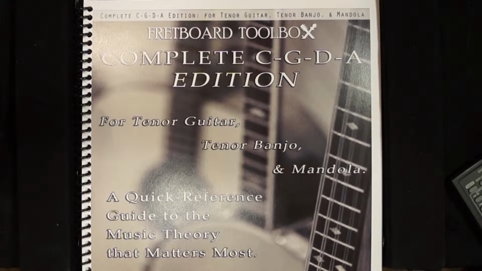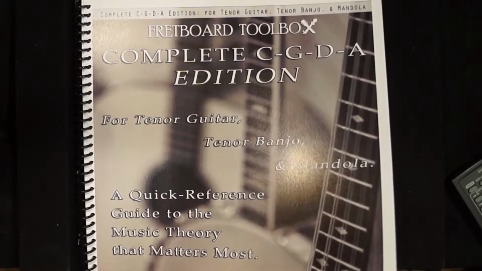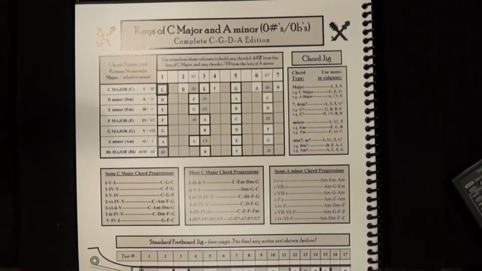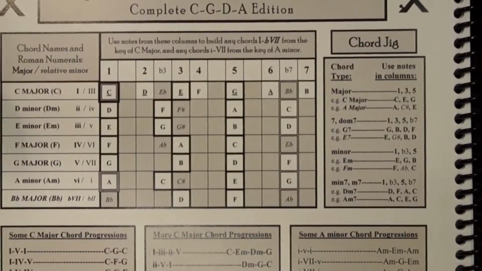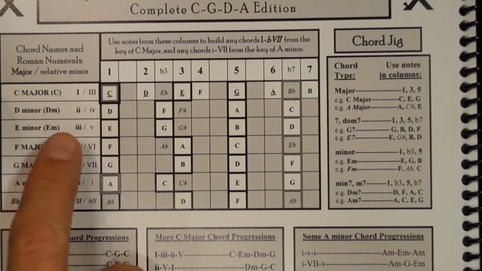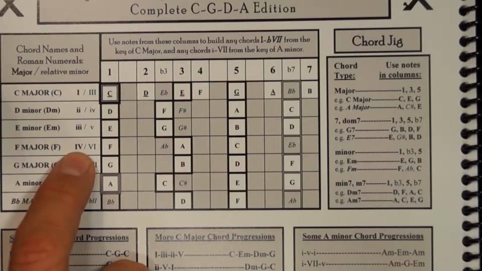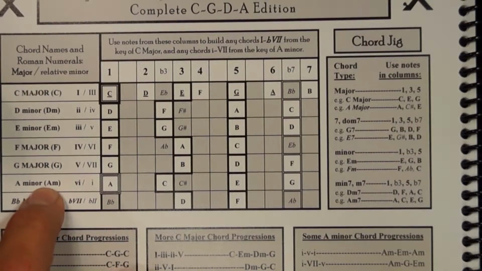Okay, to look at some chord progressions in the key of C major, we're just going to look at some basic chord progressions today. We'll turn to page 19 of the toolbox here, and what we need to know going into this is that C major is my 1 chord, D minor is my 2 chord, E minor is my 3 chord, F major is my 4, G major is my 5, and A minor is my 6.